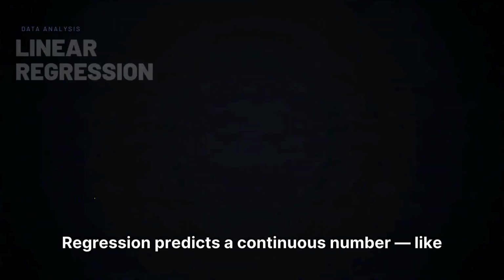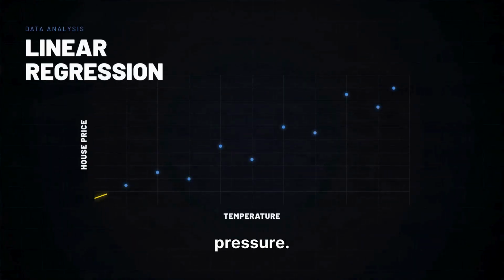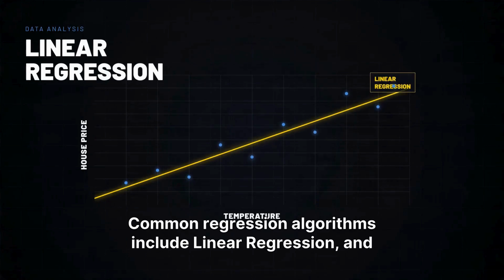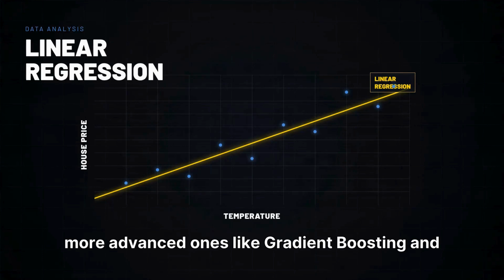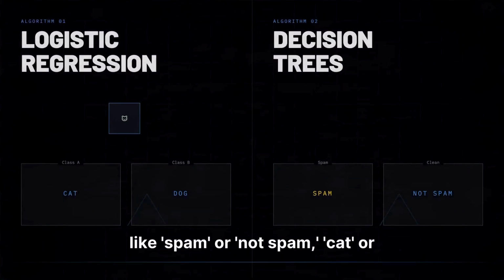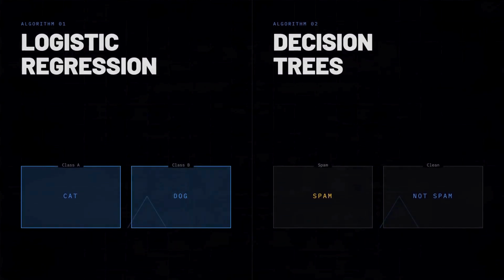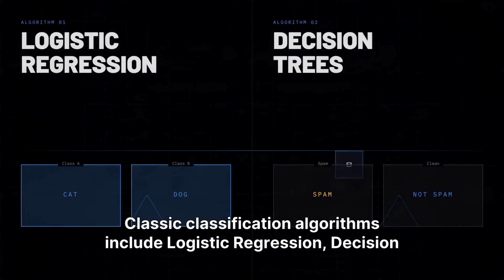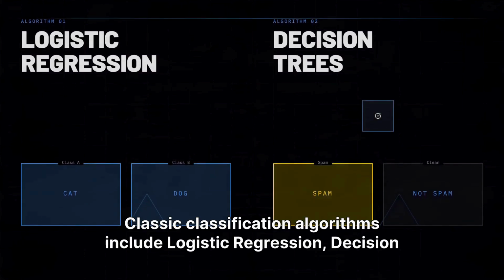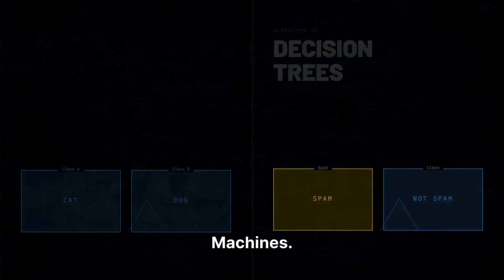Regression predicts a continuous number, like a house price, tomorrow's temperature, or blood pressure. Common regression algorithms include linear regression and more advanced ones like gradient boosting and random forest regression. Classification predicts a category or label, like spam or not spam, cat or dog, or which disease a patient has. Classic classification algorithms include logistic regression, decision trees, random forest classifiers, and support vector machines.